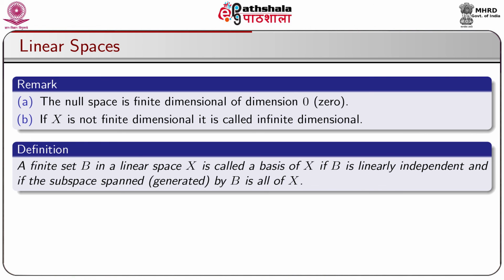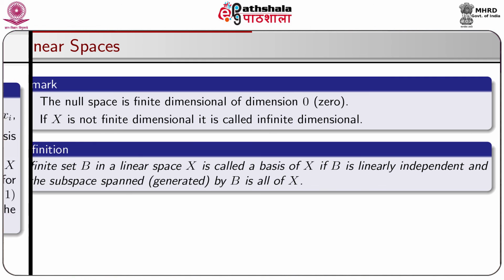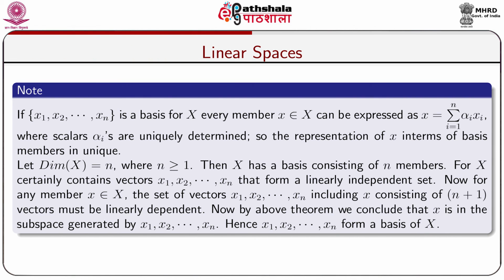Now we again put a definition: a finite set capital B in a linear space X is called a basis of X if B is linearly independent and if the subspace generated by B is all of X, that is, if the subspace spanned by B is the whole of X. It is to be noted that if x1, x2, ..., xn is a basis for X, then every member x belonging to capital X can be expressed as x equal to the sum over i equal to 1 to n of alpha i xi, where the scalars alpha i's are uniquely determined, and the representation of x in terms of basis members is unique.